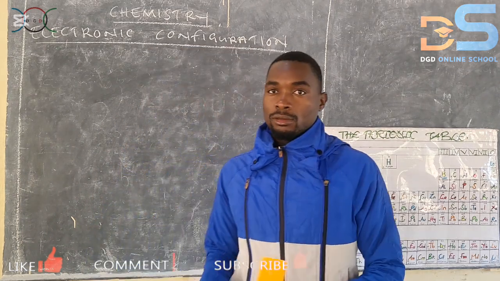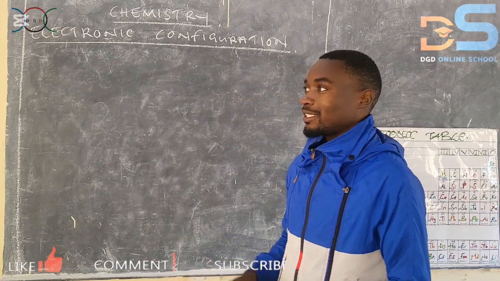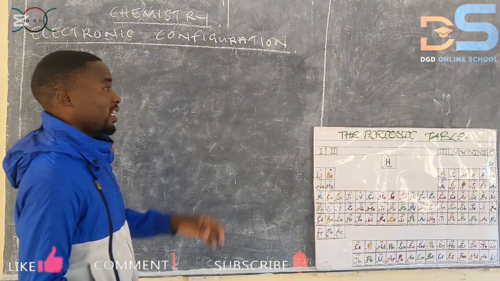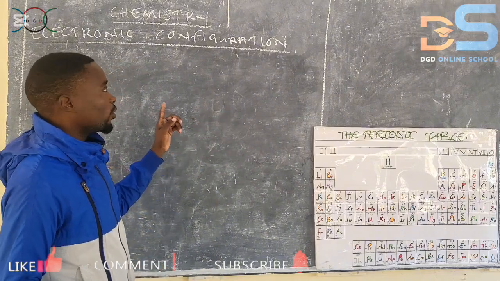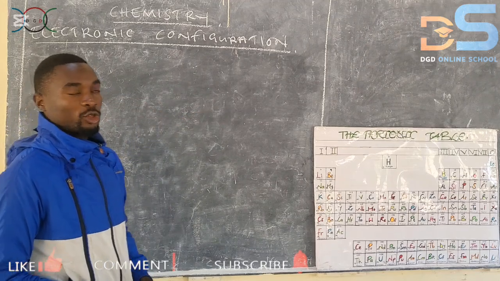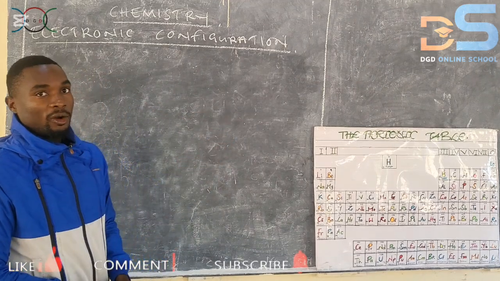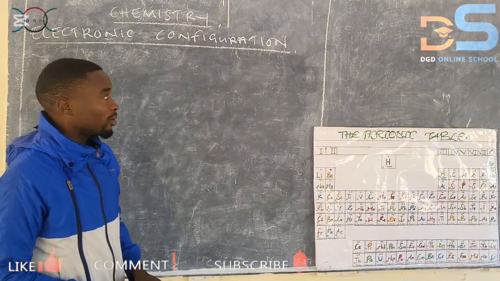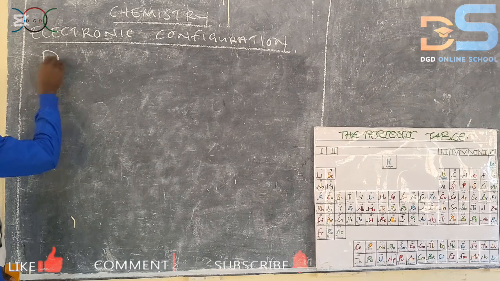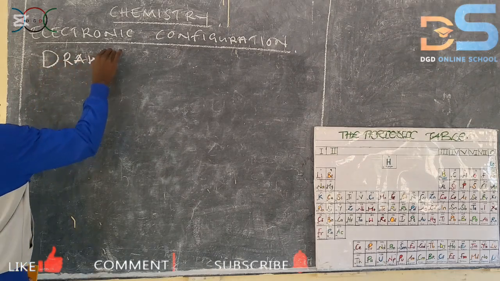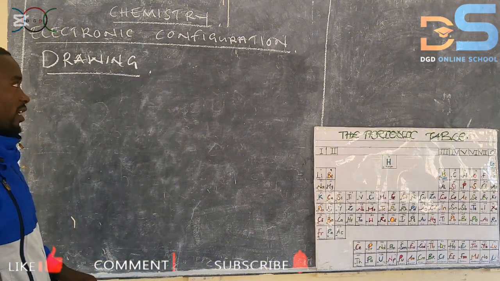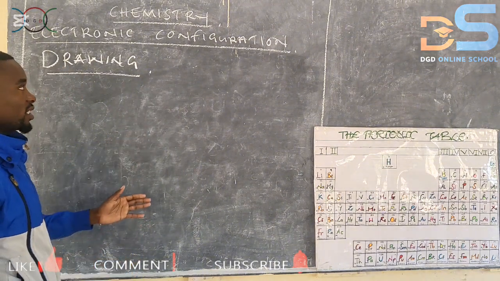Welcome to today's chemistry lesson. Today is just a continuation of the previous lesson that we had on electron configuration. If you didn't watch the previous video on how to write the electron configuration, make sure to watch the video that is going to pop up on the screen so that you can catch up, because today we will now be drawing the electronic configuration, or rather drawing electronic structure.